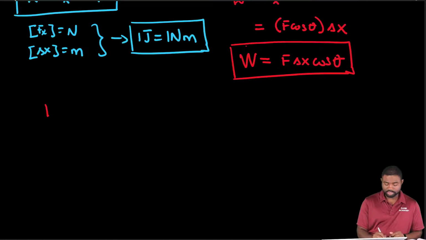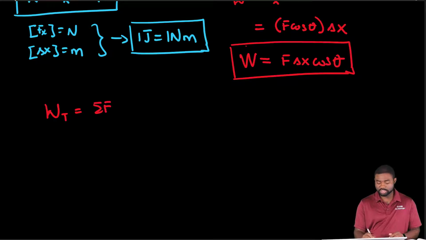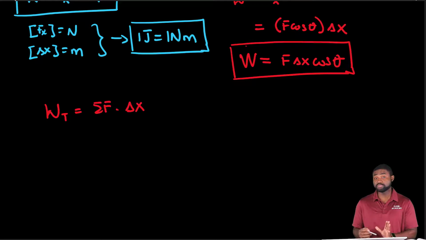So in other words, the total work done is equal to the net force acting on the object multiplied by the displacement of that object, where the net force is just the sum of forces acting on that object, multiplied by the displacement of the point of application of the force.